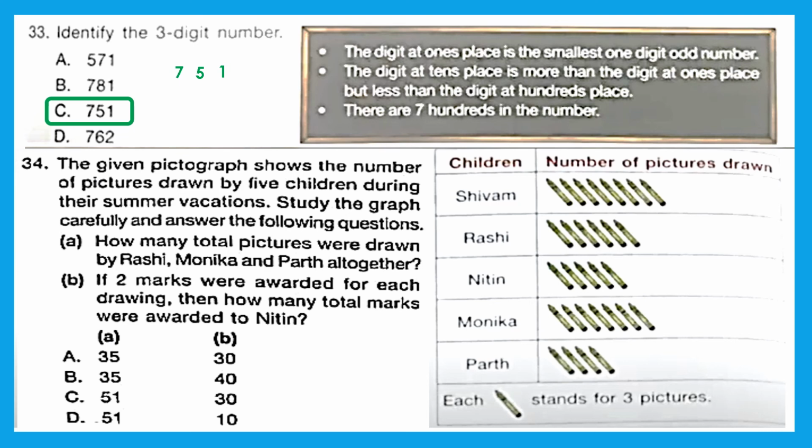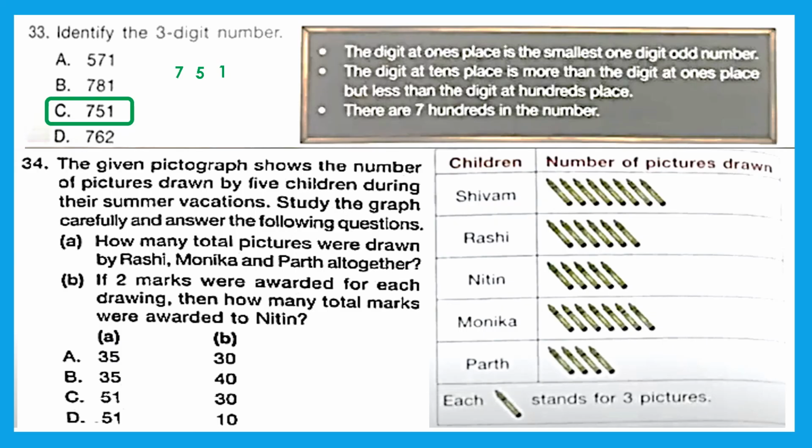Question 34. The given pictograph shows the number of pictures drawn by 5 children during their summer vacation. Study the graph carefully and answer the following questions. So we did similar kind of question earlier also. First we'll simplify the pictograph. So we have children's name and number of pictures drawn. Each pencil talks about 3 pictures. Each pencil symbol stands for 3 pictures.